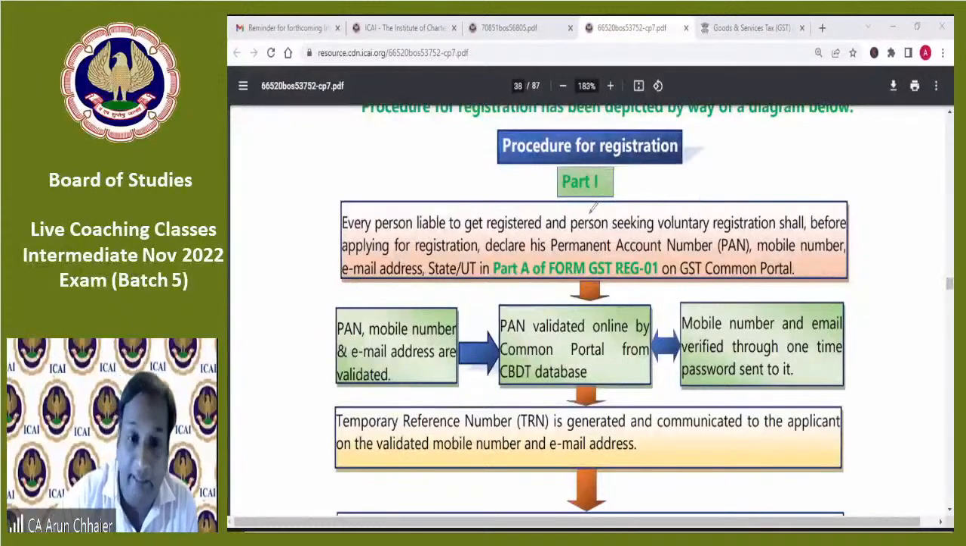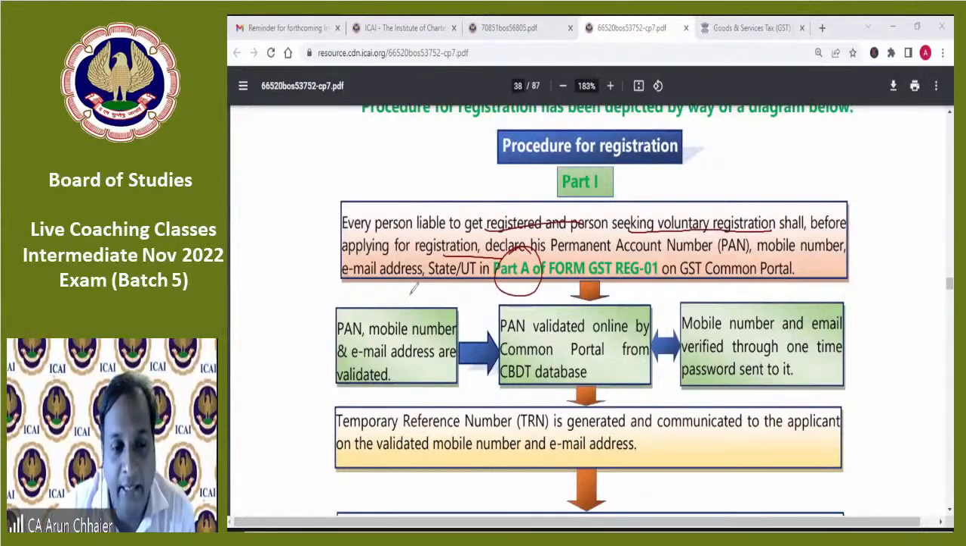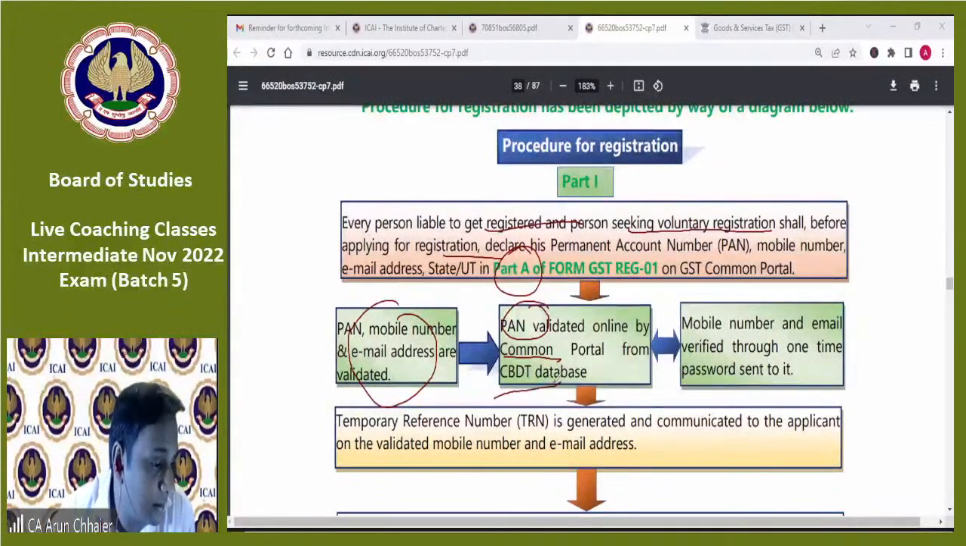So that Part A: every person liable to get registered and person seeking voluntary registration, before applying for the registration, will complete Part A with PAN number, mobile number, email ID, PAN validated by the CBDT database. What is the meaning of A? A on the top of the website.